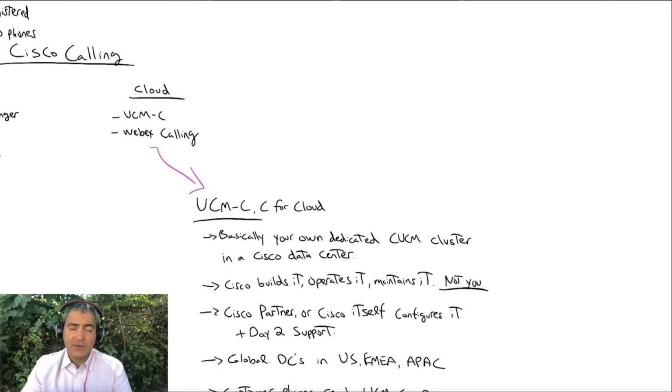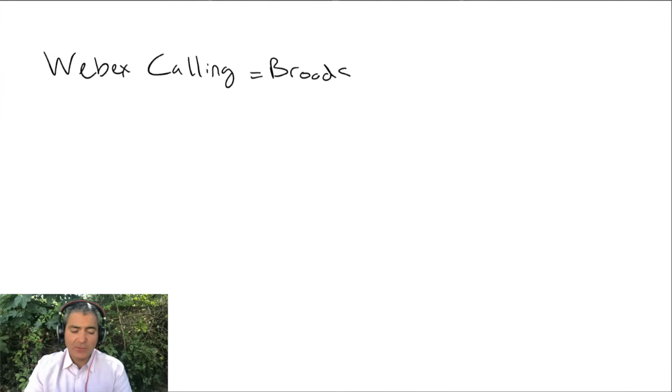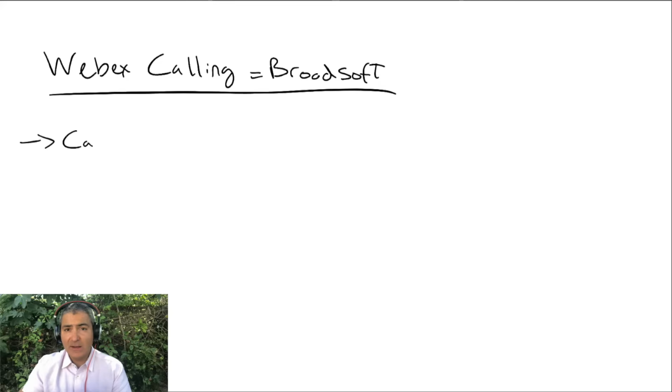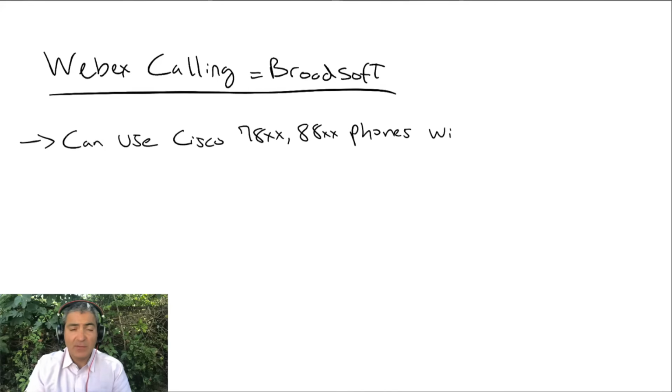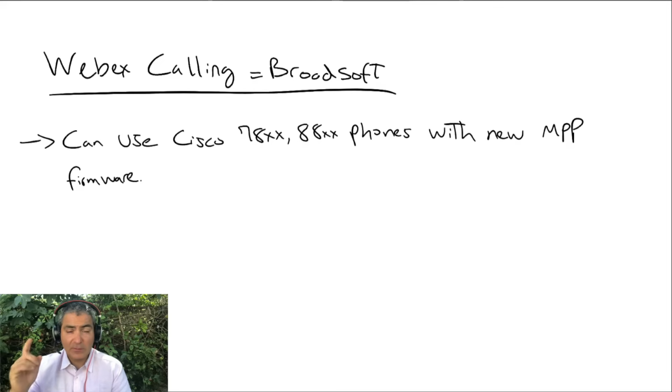Now let's shift gears real quick and look at Webex Calling, which is from our BroadSoft acquisition. So first of all, you can use any of the 7800 or the 8800 series phones that we have. You just have to load the MPP firmware and you're good to go. So this means that if you have older phones like the 7900 series, those are not going to work with Webex Calling. So that's something important to note.